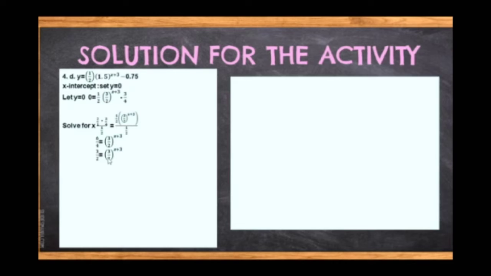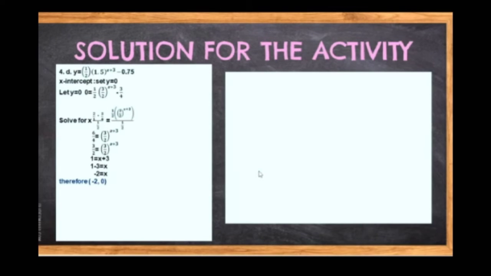Since the bases are equal, which is 3 over 2, then there is an exponent, which is 1. We just need to cancel it. Then copy 1 is equal to bring down x plus 3. Then let us solve for x. Then move positive 3, it will become negative 3. 1 minus 3 is equal to x. Then 1 minus 3 is equal to negative 2. Therefore, our x-intercept is at (-2, 0).